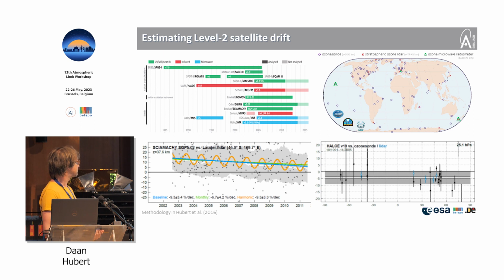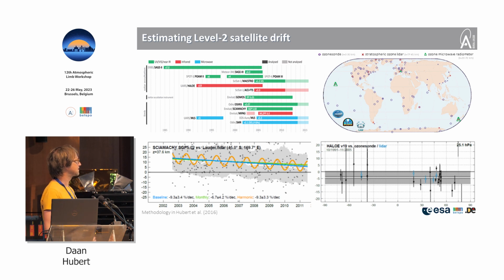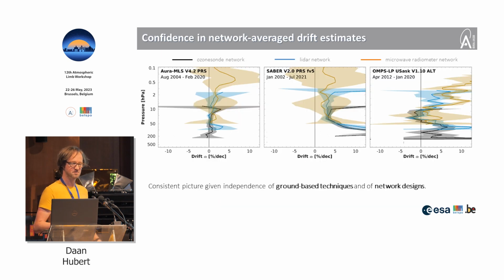We compute relative differences, time series of these differences, and we fit a linear slope. This is then our estimate of the drift of the satellite relative to the ground. This is just an example for one satellite. You do this at all sites, and you plot it as a function of latitude over here at the bottom. You take the mean over all sites, and this is then the drift of the satellite relative to this particular ground-based network. So that's the whole idea. And then you run this for all satellite instruments.